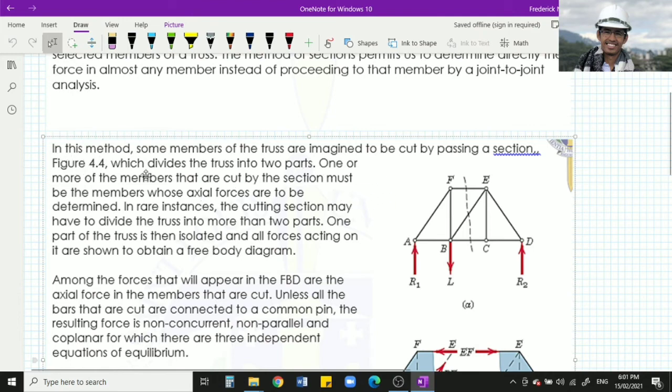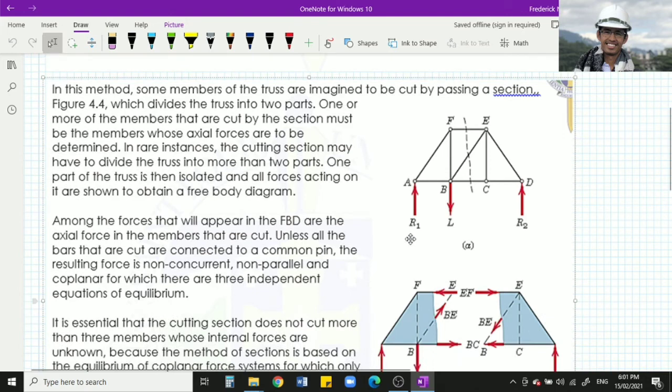So sa method of section, ang gagawin lang natin, maglalagay lang tayo ng section. Sabi niya dito, in this method, some members of truss are imagined to be cut by passing a section. So parang hahatiin lang natin yung ating truss into two parts. Sabi niya rito, which divides the truss into two parts. One or more of the members that are cut by the section must be the members whose actual forces are to be determined. So class, kung saan tayo magka-cut is yun yung members na hahanapin natin, no? So example, if FE yung hahanapin natin, so yung cutting section natin dapat dadaan sa FE.